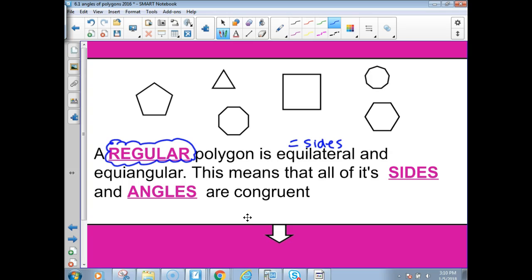All right, so equilateral means equal sides, equiangular means equal angles. All the sides and angles are congruent. Did anybody still need to fill those words in there? Okay.